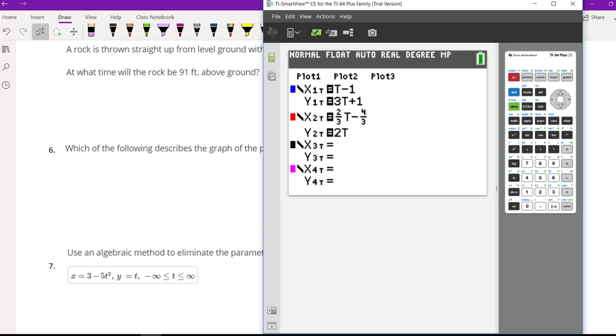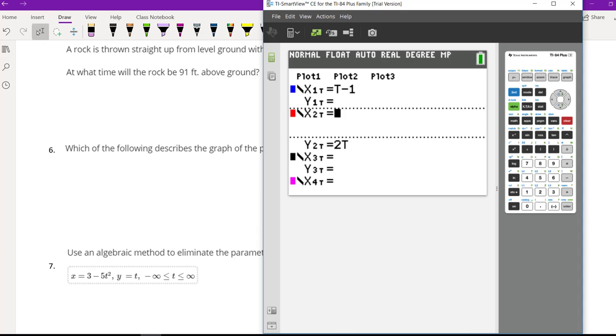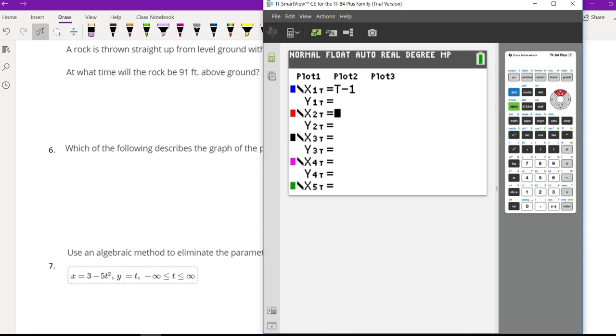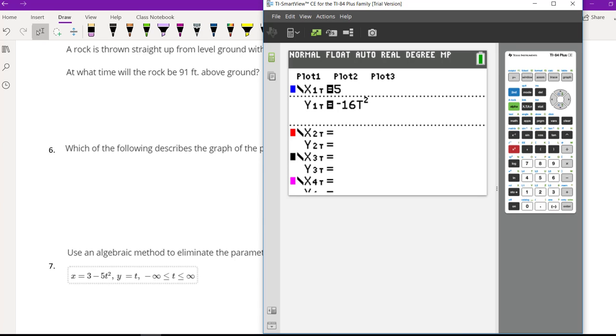So going under y equals, I'm going to clear all these out, and go back up to the top here. And I'm going to put in 5 for x, and then y is -16t squared plus 80t plus 7.